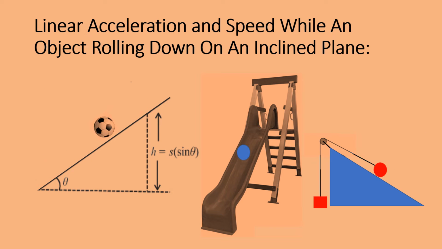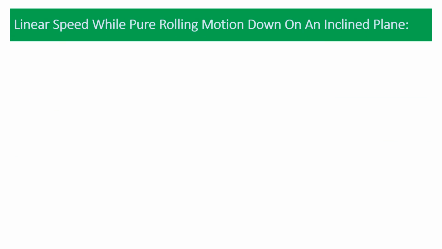Let us find out the expression for linear acceleration and linear speed while an object is rolling down an inclined plane surface. That object can be a football, or a person sliding on a slide, or any object that is lifted and then rolls down an inclined plane. Let us find the linear speed of an object in pure rolling motion down an inclined plane.